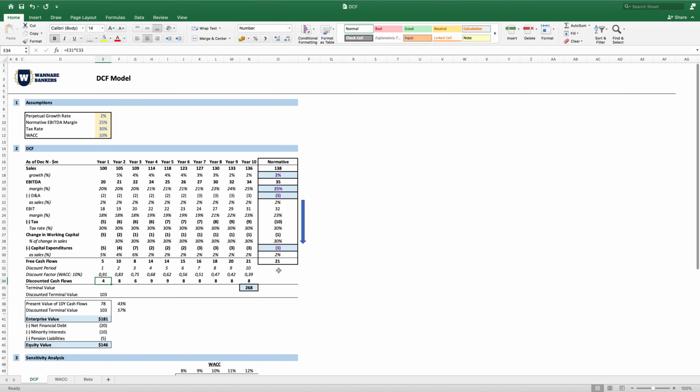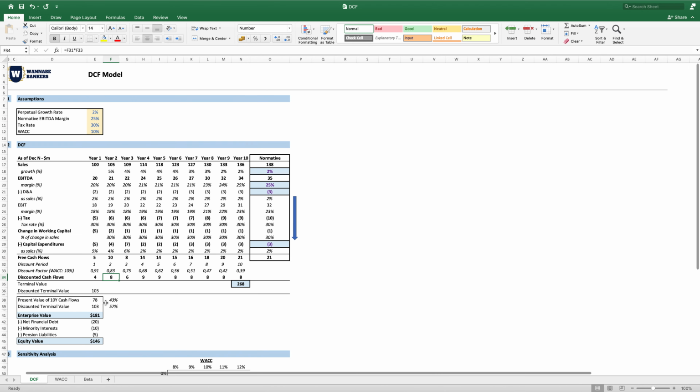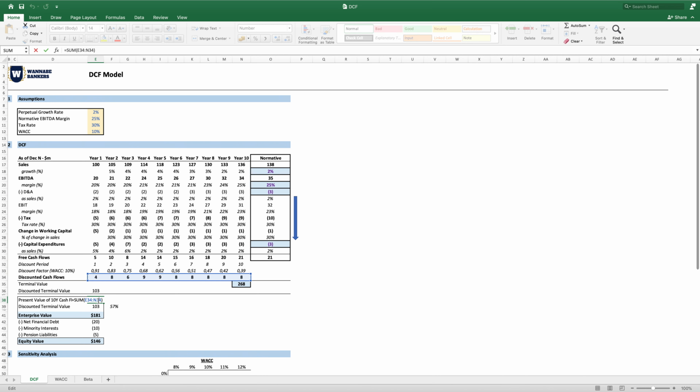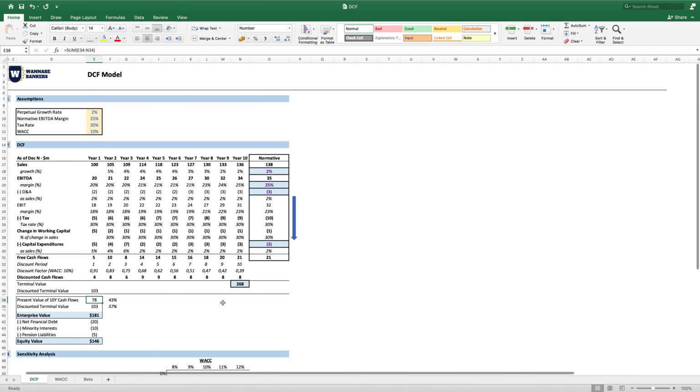Once you have done that, you can calculate the discounted cash flows by multiplying the free cash flows to the firm by the discount factor. You just multiply each time the cash flow to the firm by the discount factor and you will obtain the discounted cash flows. So this is the first layer of your DCF model. This is the first layer of the EV. As you can see here, we calculate the present value of the 10-year cash flow. So you sum the discounted cash flows and you will have the first layer of your EV.